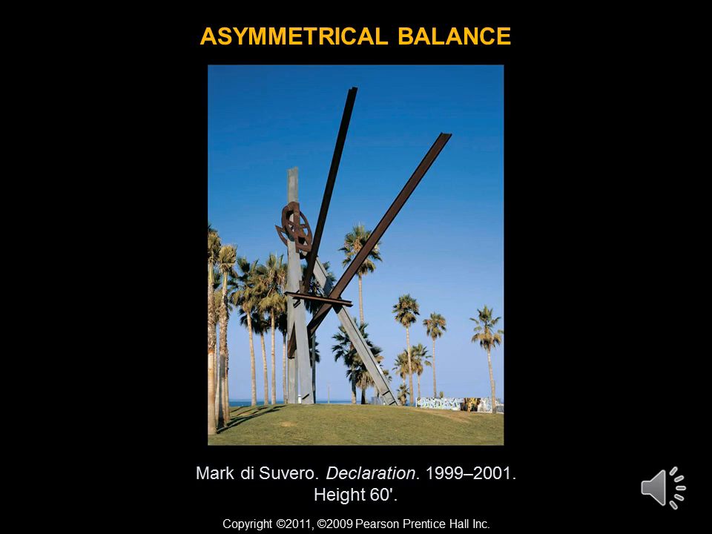And one last image before we move on to our next principle of design. This is a sculpture titled Declaration. This is a prime example also of an asymmetrically balanced object. The difference between this and some of the paintings we've been looking at is it is a sculpture, so it does have to have some type of structural balance for it to support itself. But as you look, everything's off kilter in here.